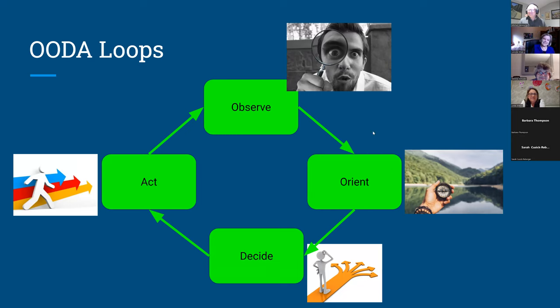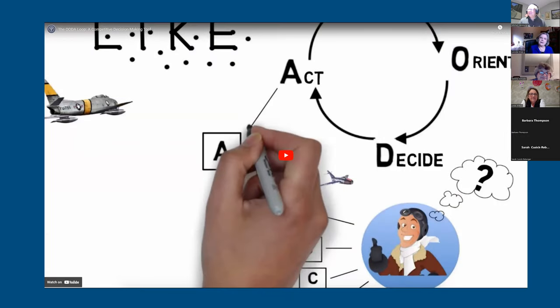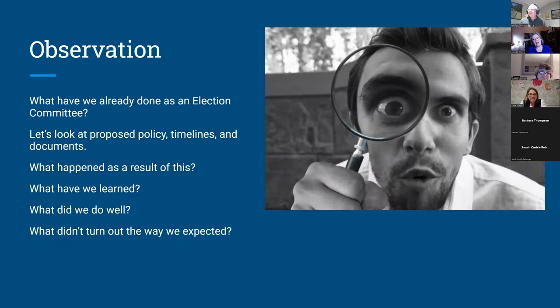So, and next slide. Then there's another quick 5-minute little YouTube video on what this is, the OODA is like, after I go through it and then they'll go through it. So we have 2 applications. Next slide. And then to really start to dig into, okay, where are we now as an election committee? What have we already done as the election committee as part of our observation process? Let's look at proposed policy, timelines, and documents that we've already created or that are already with us.